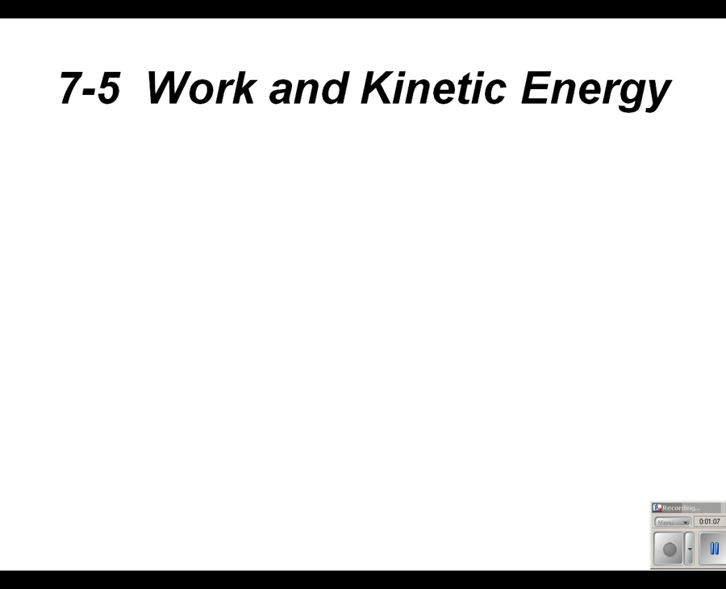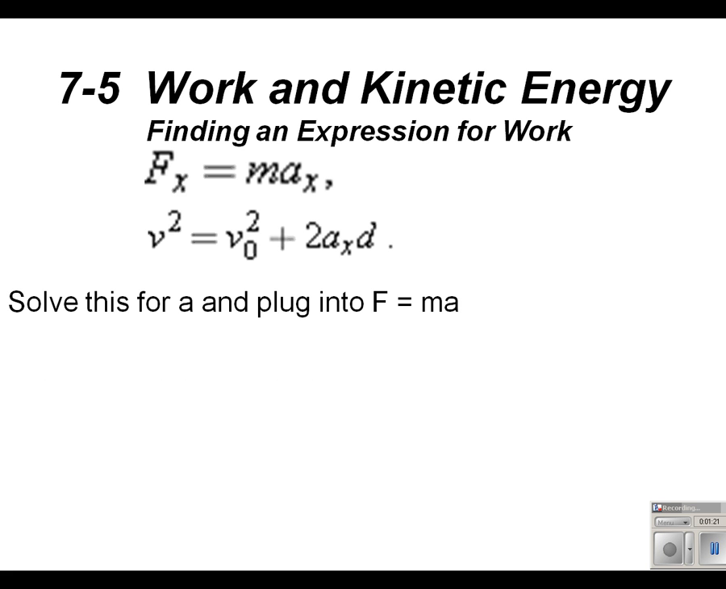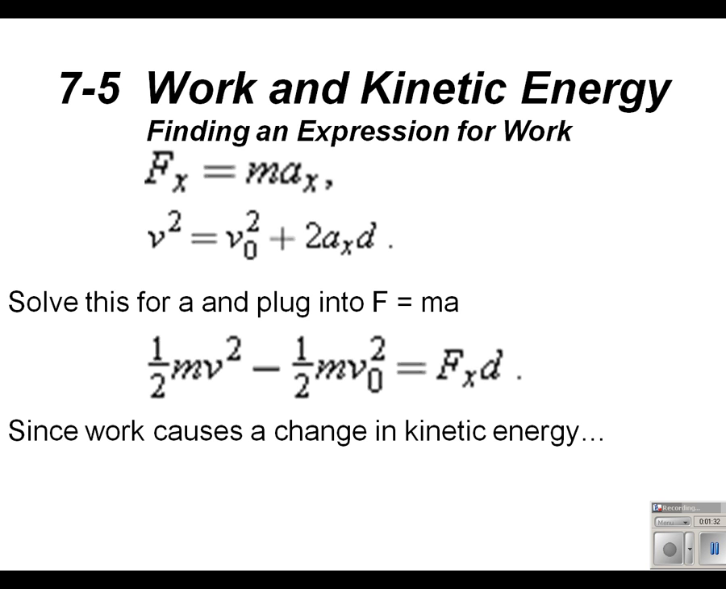Now, work and kinetic energy have a relationship. We're going to find the expression for that relationship by starting off with F equals ma. We then look at the kinematics equation, v squared equals v0 squared plus 2ad. We solve this for a and then plug it into F equals ma. And we end up with 1/2 mv squared minus 1/2 mv0 squared equals force times distance.